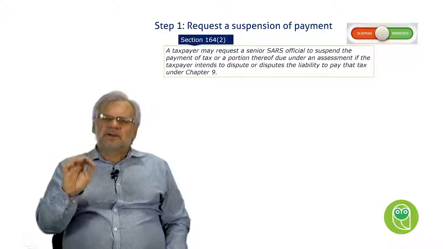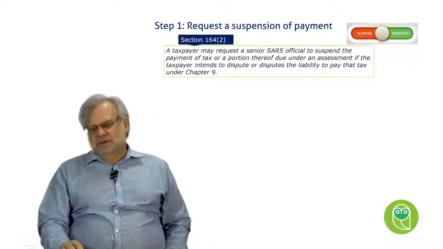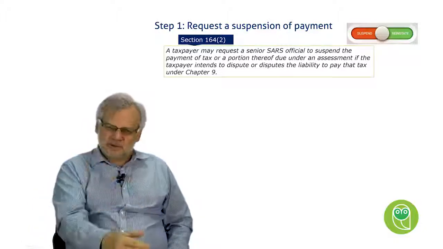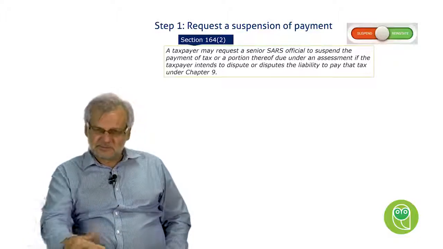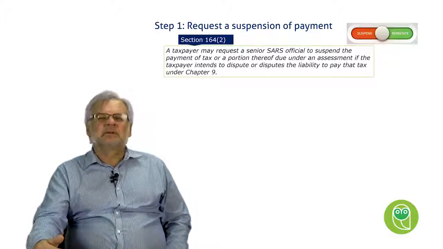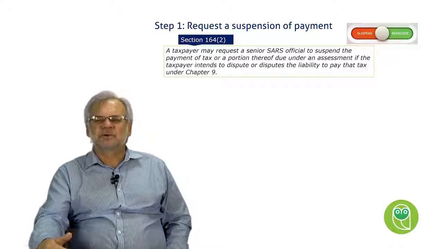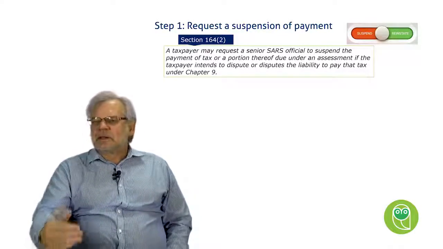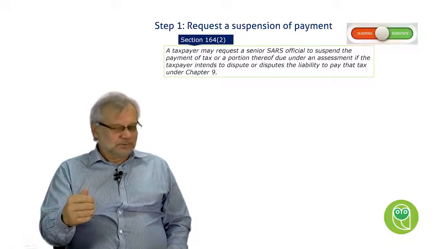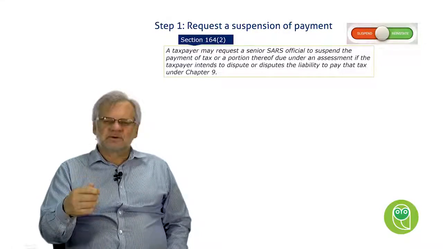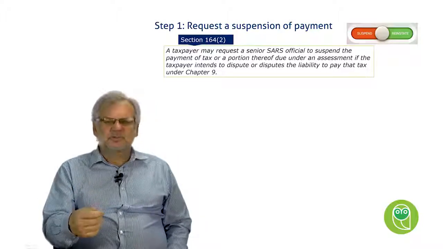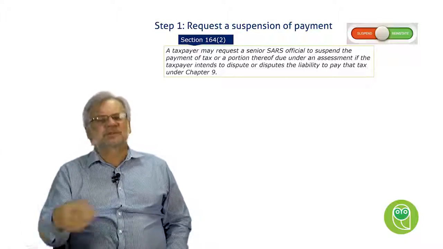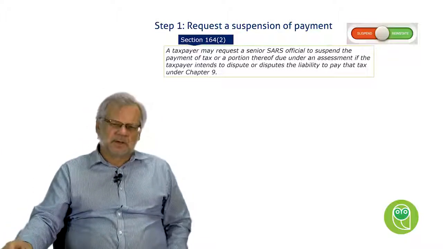And if the taxpayer intends to dispute or disputes the liability to pay that tax under Chapter 9. So the law recognizes pay now, argue later, but if the tax debt is in dispute, and that would mean if I'm aggrieved with the assessment, I must be able to request suspension of the debt. And all I need to prove is that I intend to dispute. And we find that SARS says, but where's your dispute? So in practice, when you put in a request for suspension of payment, you actually say, but I've already lodged my objection. That seems to make it easier.